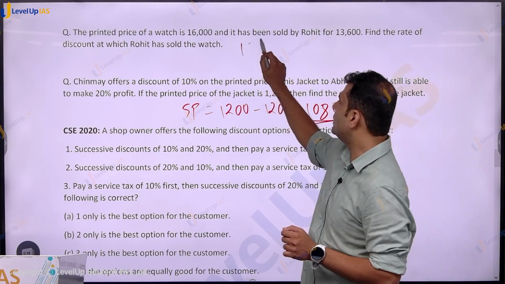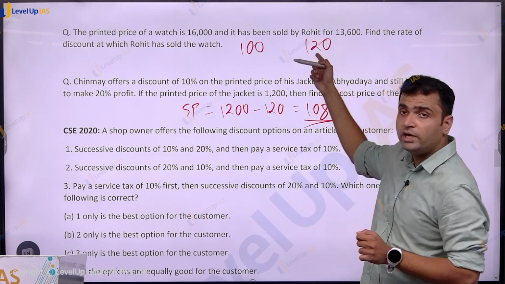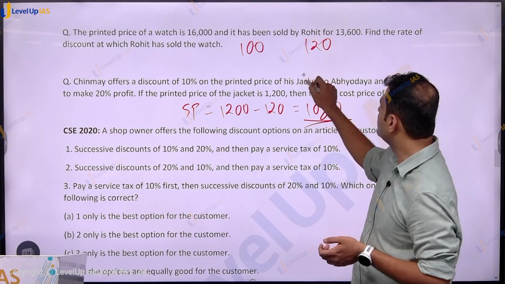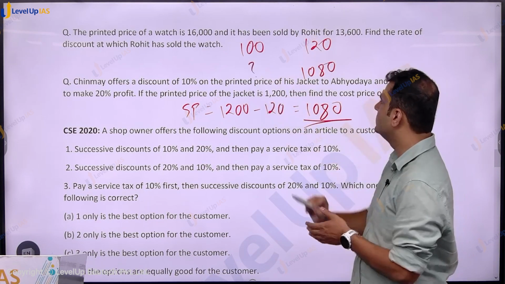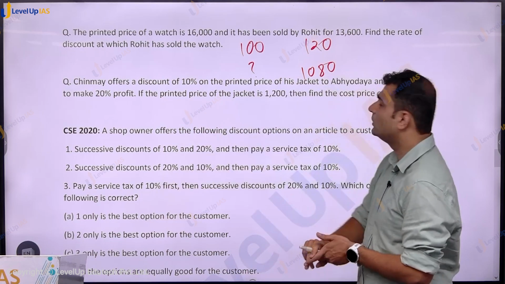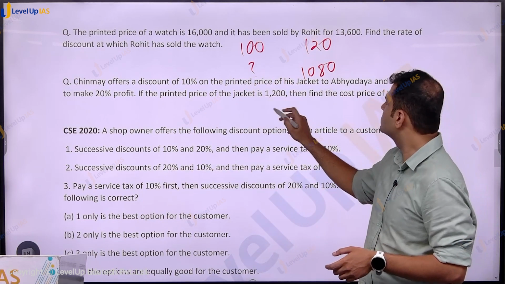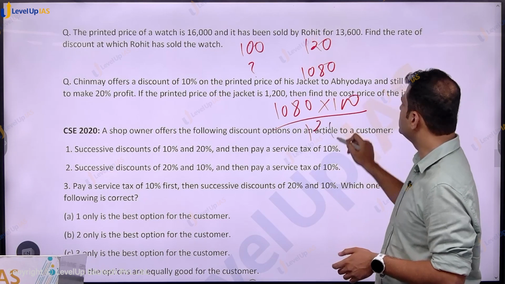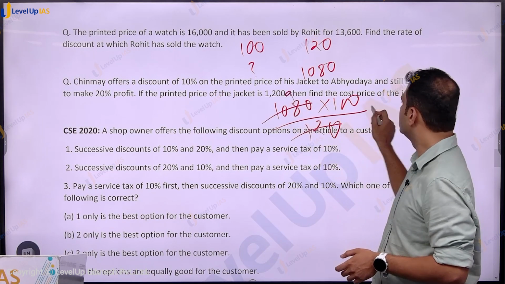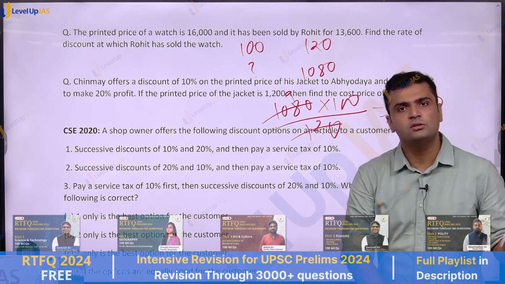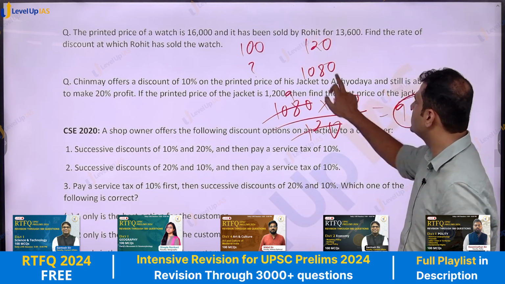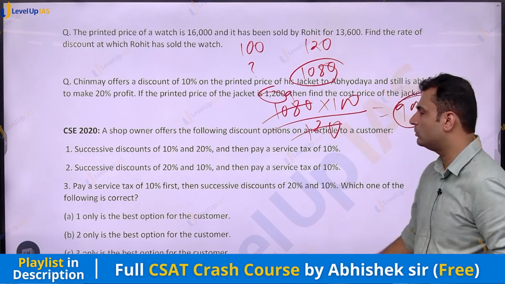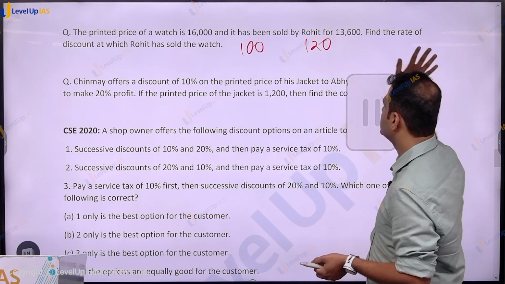So meaning if the cost price is 100, he has sold it for 120 rupees. That is what we mean by profit 20%. But actually he has sold it for 1080. So what is the cost price? Cost price would be 1080 into 100 divided by 120, which is 900. That would be the cost price. Cost price is this, selling price is this, and MRP is this, and discount is 10%, which is 120 rupees. I hope you are able to understand.